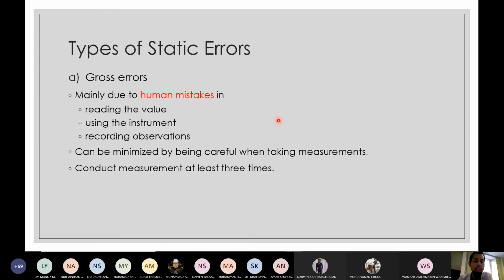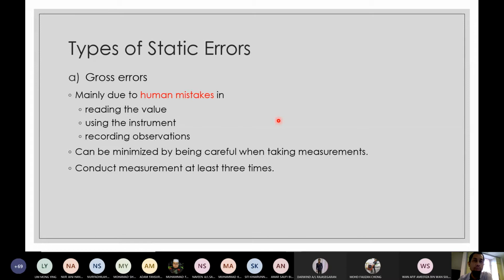Gross error is mainly due to human mistake. Basically gross error and human error are the same. When we talk about human error, there are many kinds. We talk about reading the value. Sometimes you use the wrong scale for your measurement. Or you miss a decimal point when you write down the result. Or you use the equipment incorrectly. Or you use the range incorrectly. So many human mistakes can occur, and this we call gross error.